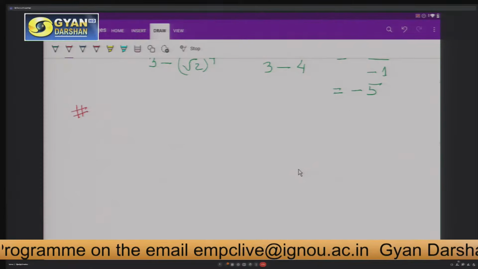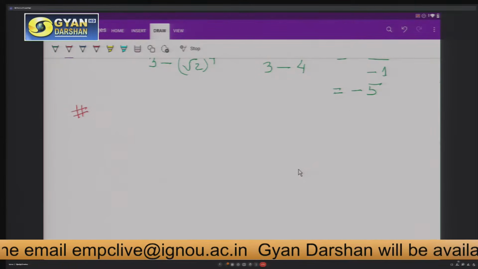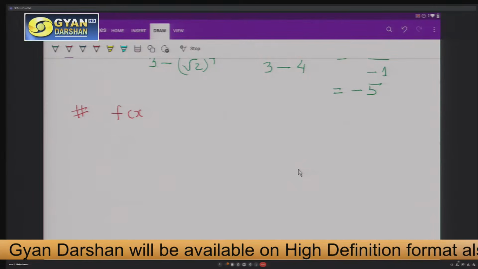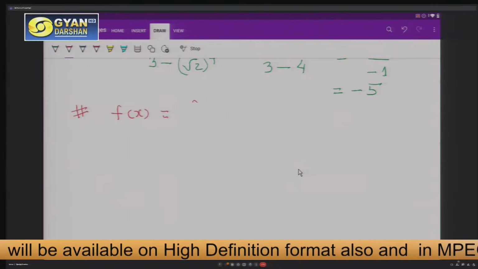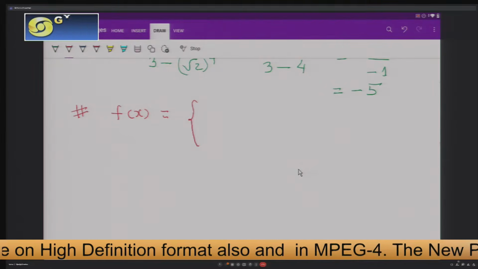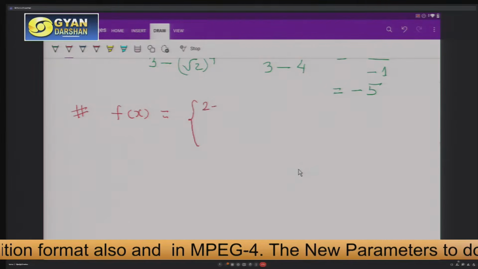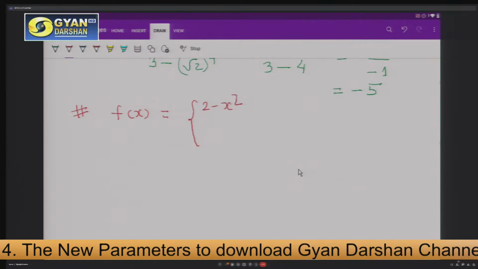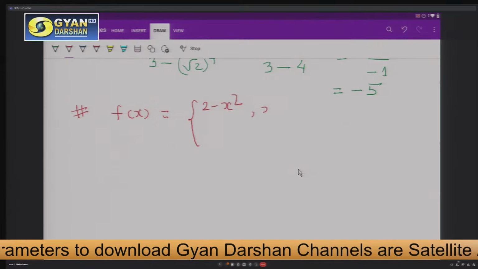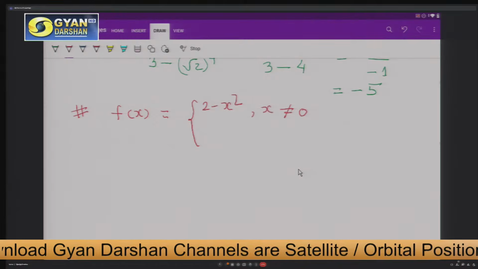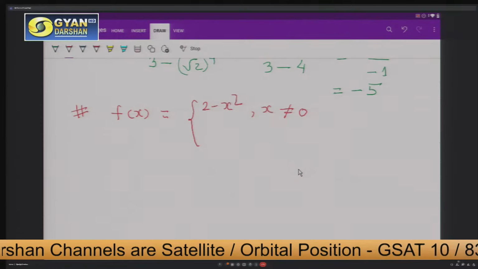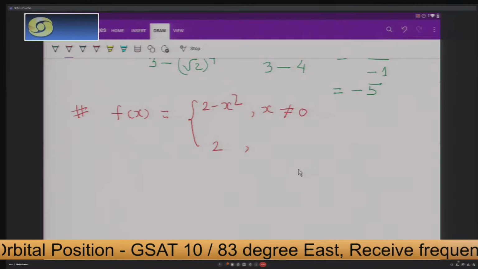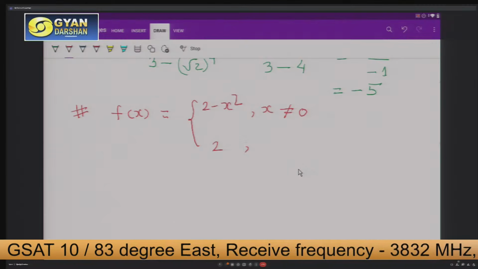So suppose the function is given like this: f(x) is equal to 2 minus x square when x is not equal to 0, and it is equal to 2 when x is equal to 0.